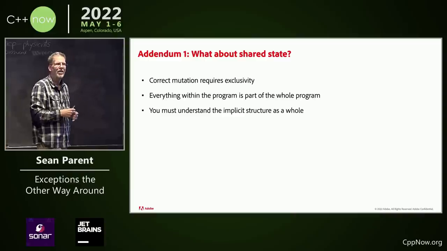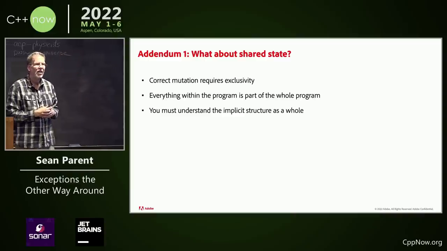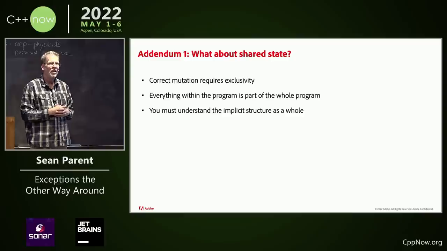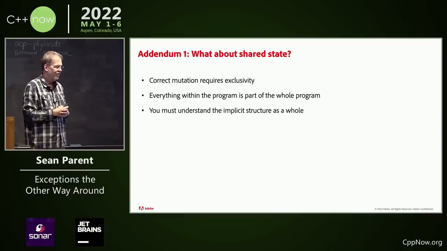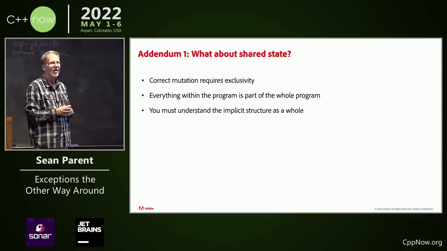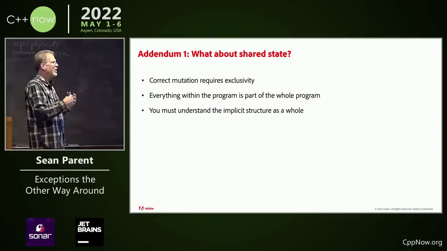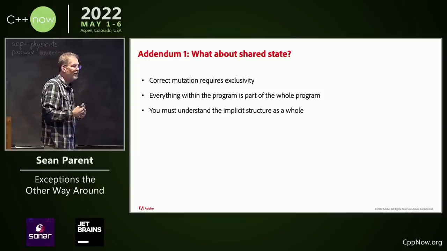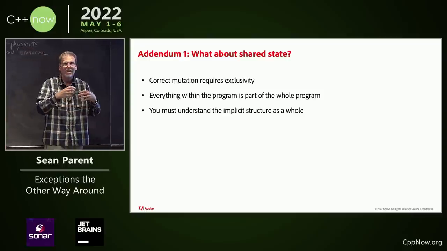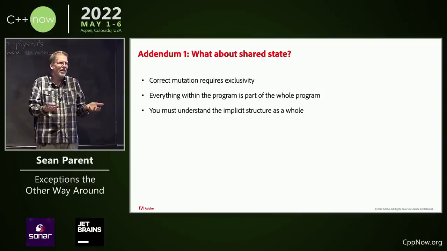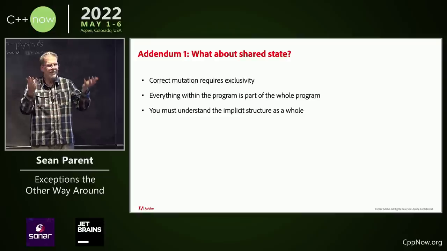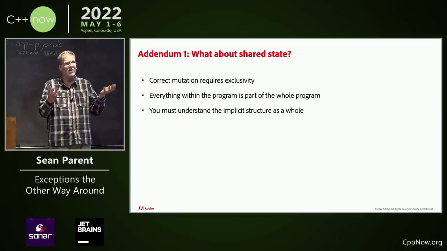There's a question back here. So this goes back to our earlier conversation about observable and what observable means in the context of mutating operations. Does the whole program include the operating system's memory? Probably not the whole operating system memory. It's the logical structure, all the things that are touching the shared state that is now in an unspecified state, or even a strong exception guarantee.